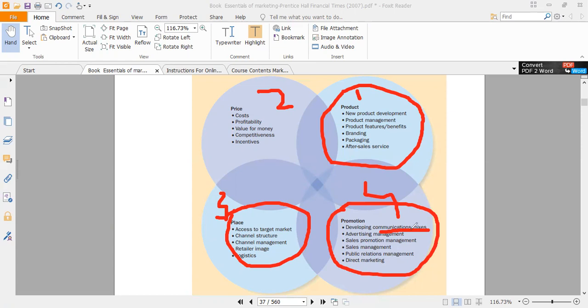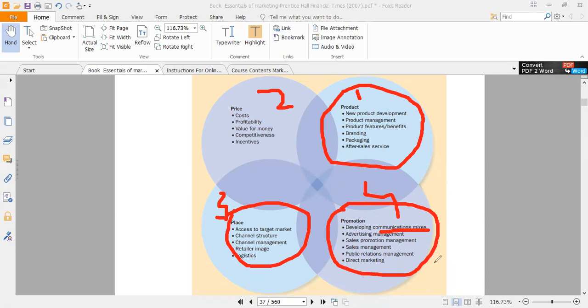Sales promotion management. Of course, we have to promote your sales. We have to promote the product. We have to make a product popular. We have to make a product known to the customers. So if you don't know, you cannot buy. And public relations management, that is again promotion, and the direct marketing, that is again part of the promotion.